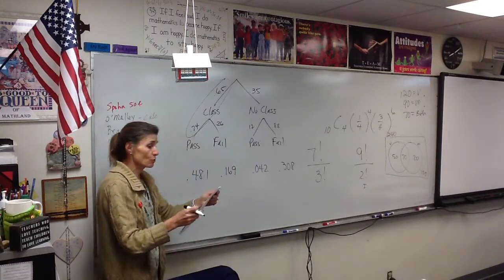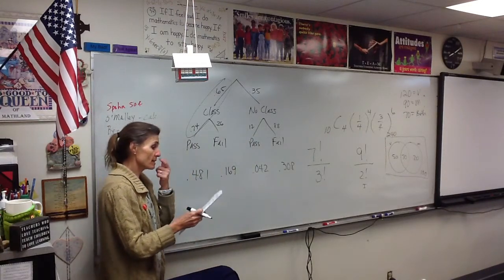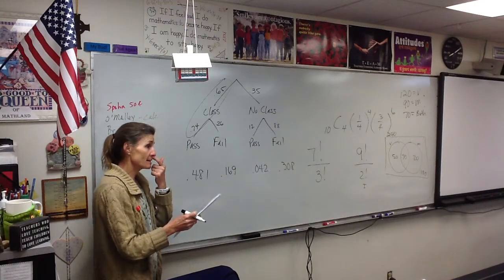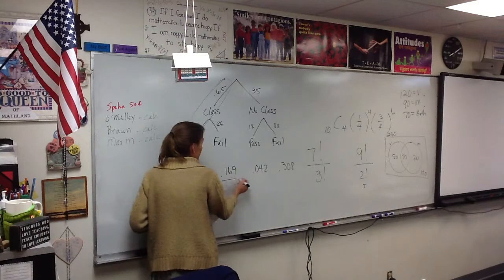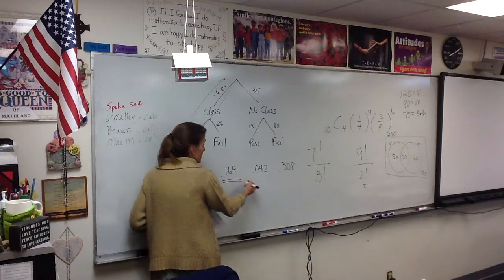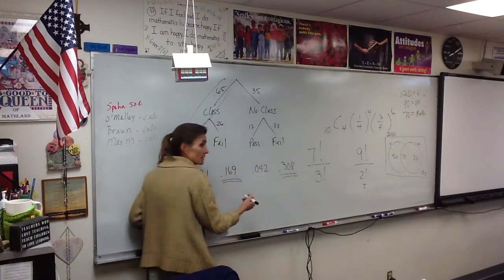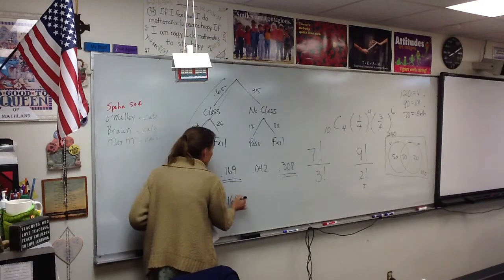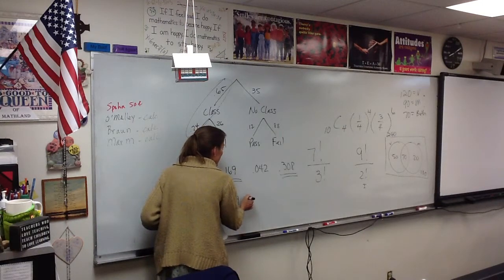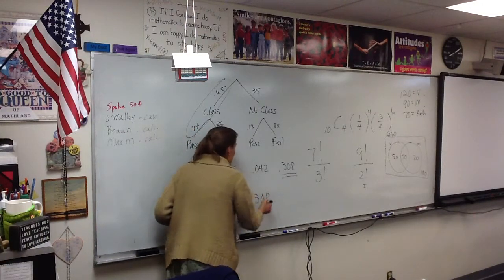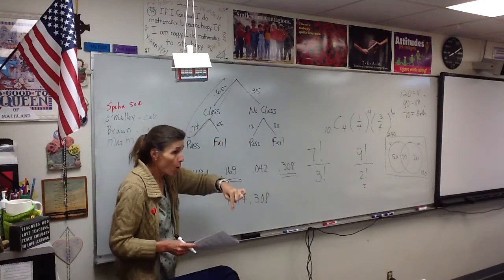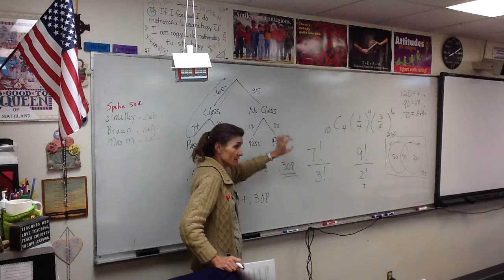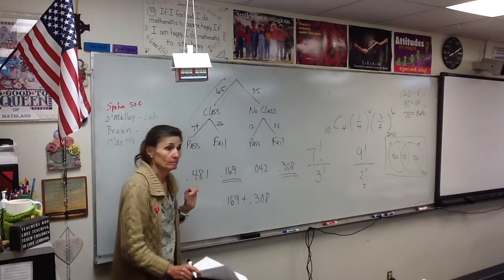All right, so what's the answer to the question? Find the probability that Grant will not pass. So which numbers am I looking at? This one and this one. And what am I going to do with those 2 numbers? Add them. Because he can come to class and fail, or he cannot come to class and fail.